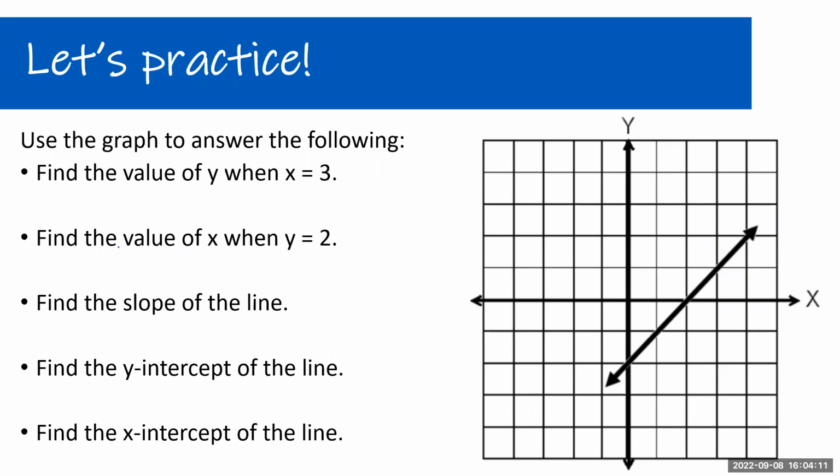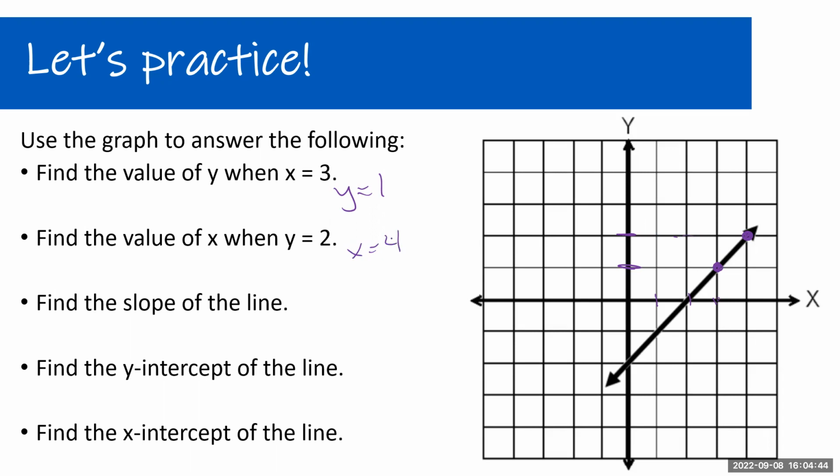We want to use this graph to answer the following. What is the value of y when x is 3? Well, 1, 2, 3 over here. So we have this point right here, and that is going to be y equals 1. What about the value of x when y equals 2? Well, 1, 2. We come over here and we have this point right here. This is going to be at x equals 4.